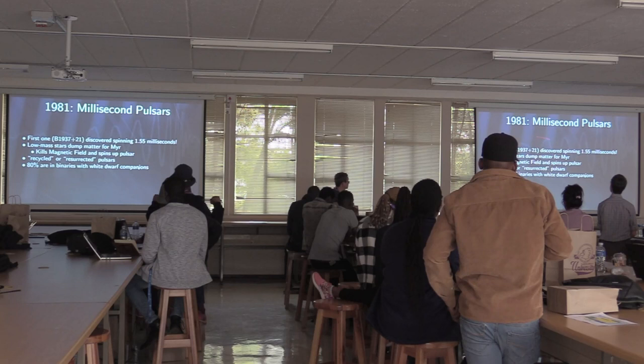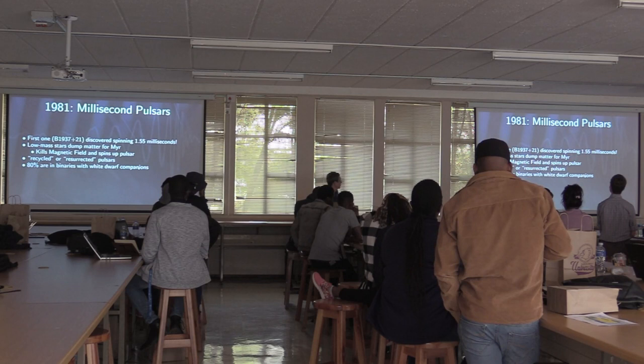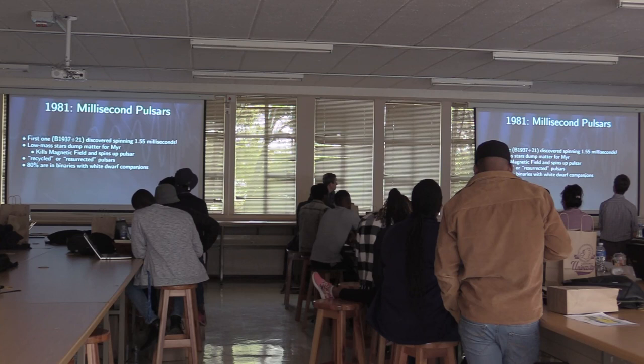Millisecond pulsars, you'll be dealing with later in the talk. These things spin, the first one every 1.5 milliseconds. They actually can turn on their donor star and destroy it.